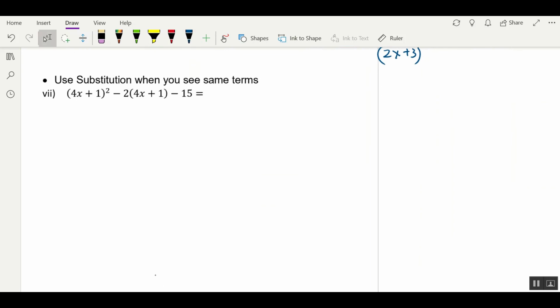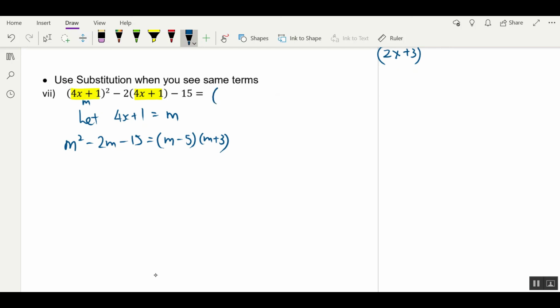Next, when you see that the terms inside the brackets are the same, okay? Let 4x plus 1, replace 4x plus 1 by something. Let it equal m. Okay? So this will become m squared, because this guy is m, m squared minus 2m minus 15. If you are fast, you should know that this will be m minus 5, m plus 3. So now we put everything back into the question. M was 4x plus 1.